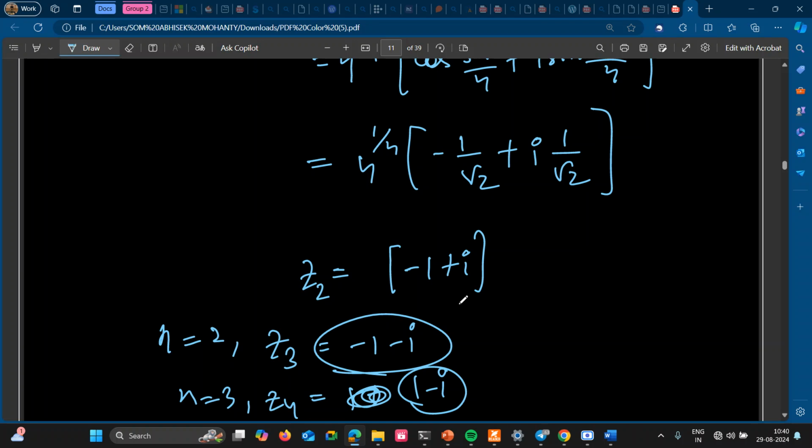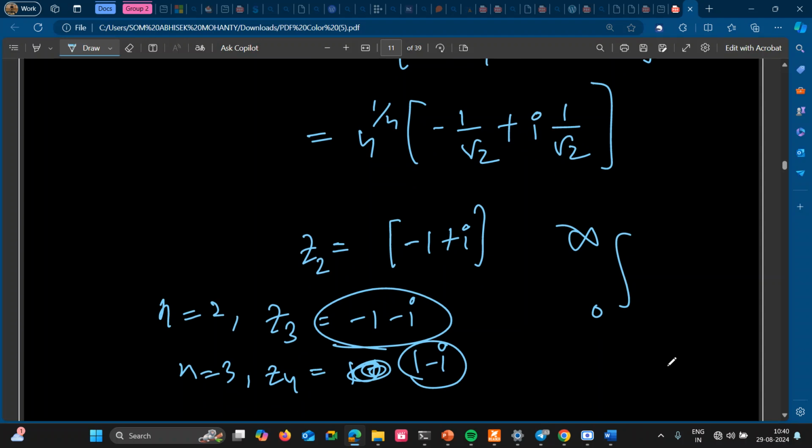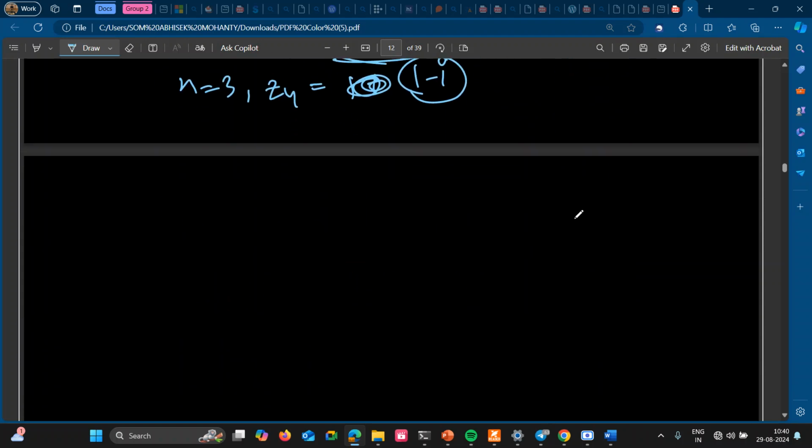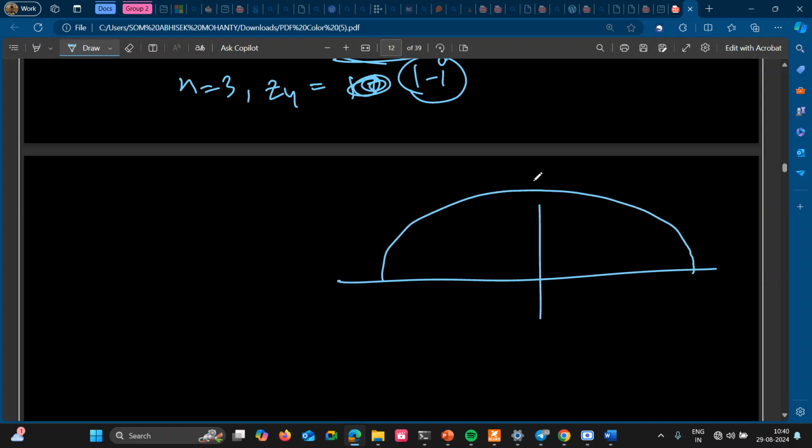Another thing is here the limit is given as 0 to infinity or minus infinity to infinity. So when minus infinity to infinity is given, we will just calculate the upper half of it. Okay, we'll just calculate the upper half of it.